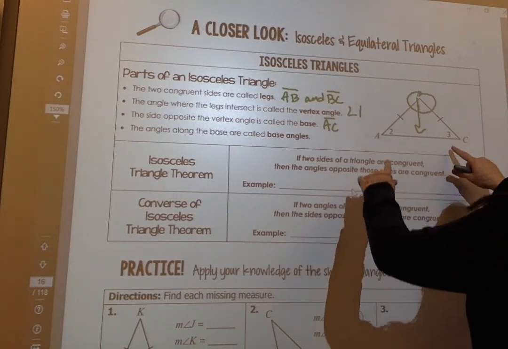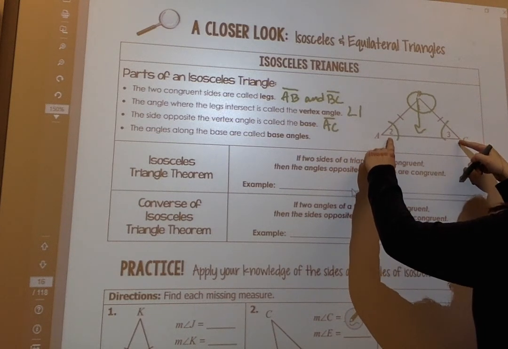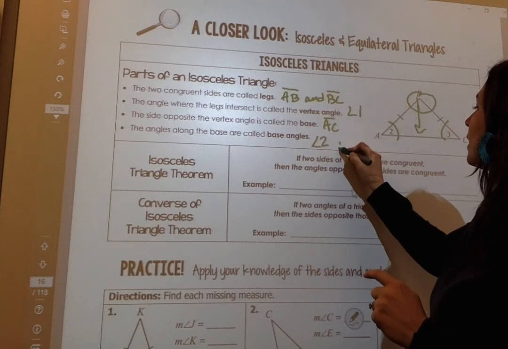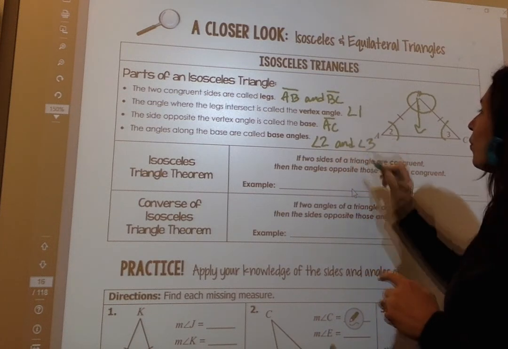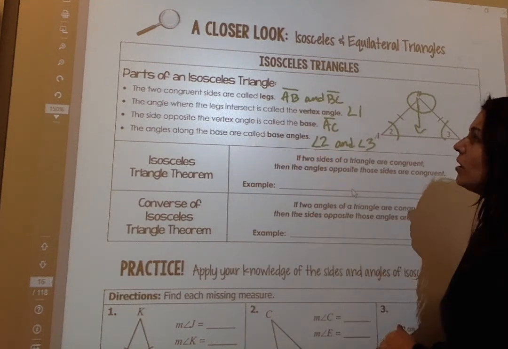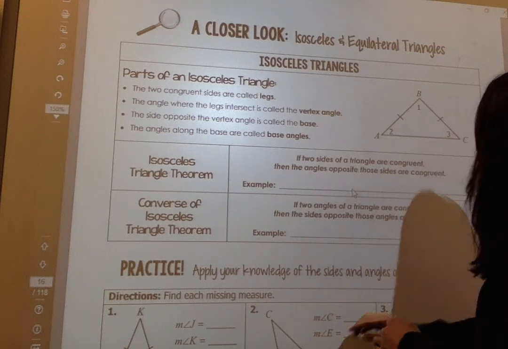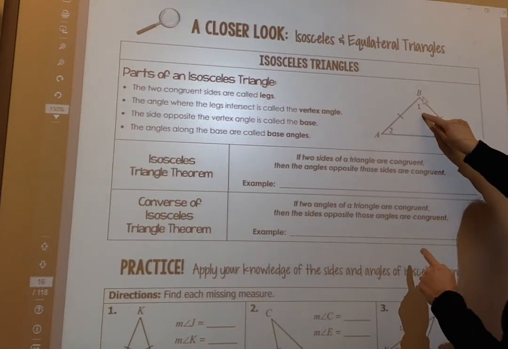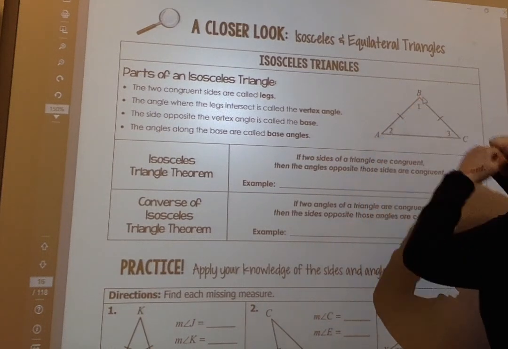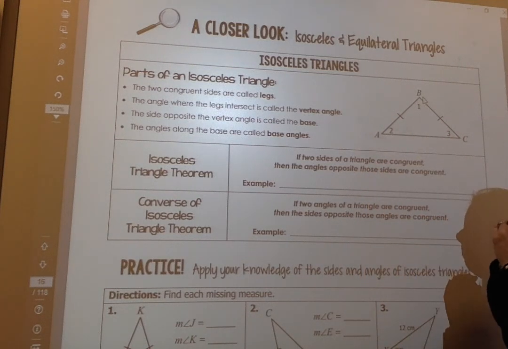And the angles along the base are called my base angles. So 2 and 3 are called base angles, angle 2 and angle 3. So that's a lot of vocabulary in that little bitty section. But again, if you look at it without my drawings there, these are the legs. My vertex angle is what holds them together. My base angles, and side AC is my base.